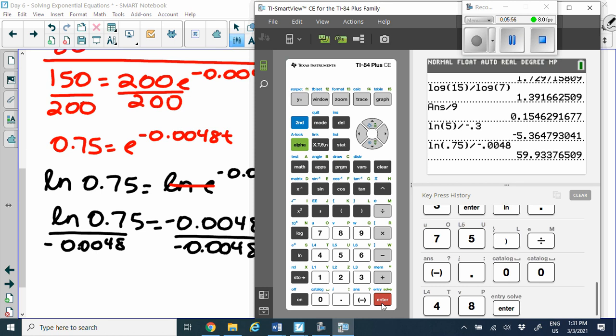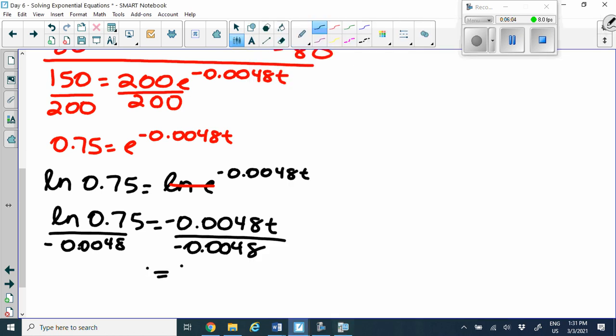59.93. I would say because we're talking about minutes, let's just go ahead and round up to the nearest minute, which in this case is going to be 60, right? Okay. So basically it's going to take you about 60 minutes to let it cool to the temperature that you need, which is 230.